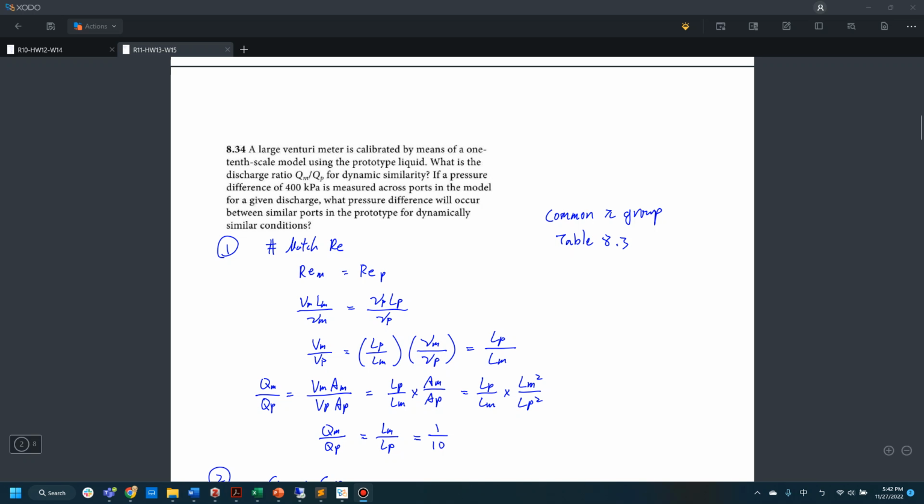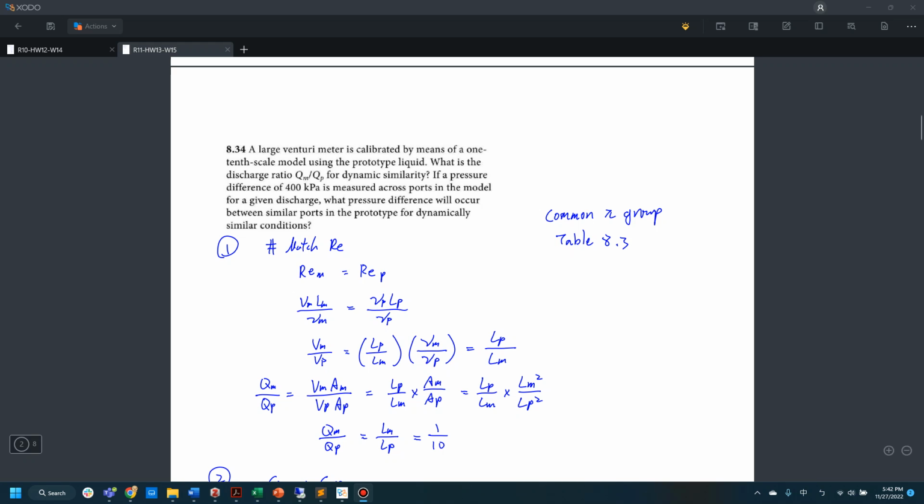Okay, so we try to do similar things as in the previous problem. Again, we need to choose a proper dimensionless variable to build up the relationship between the prototype and the actual model. And to choose the proper one, I refer you to table 8.3, which lists all the common pi groups, which are the variables that you can choose.